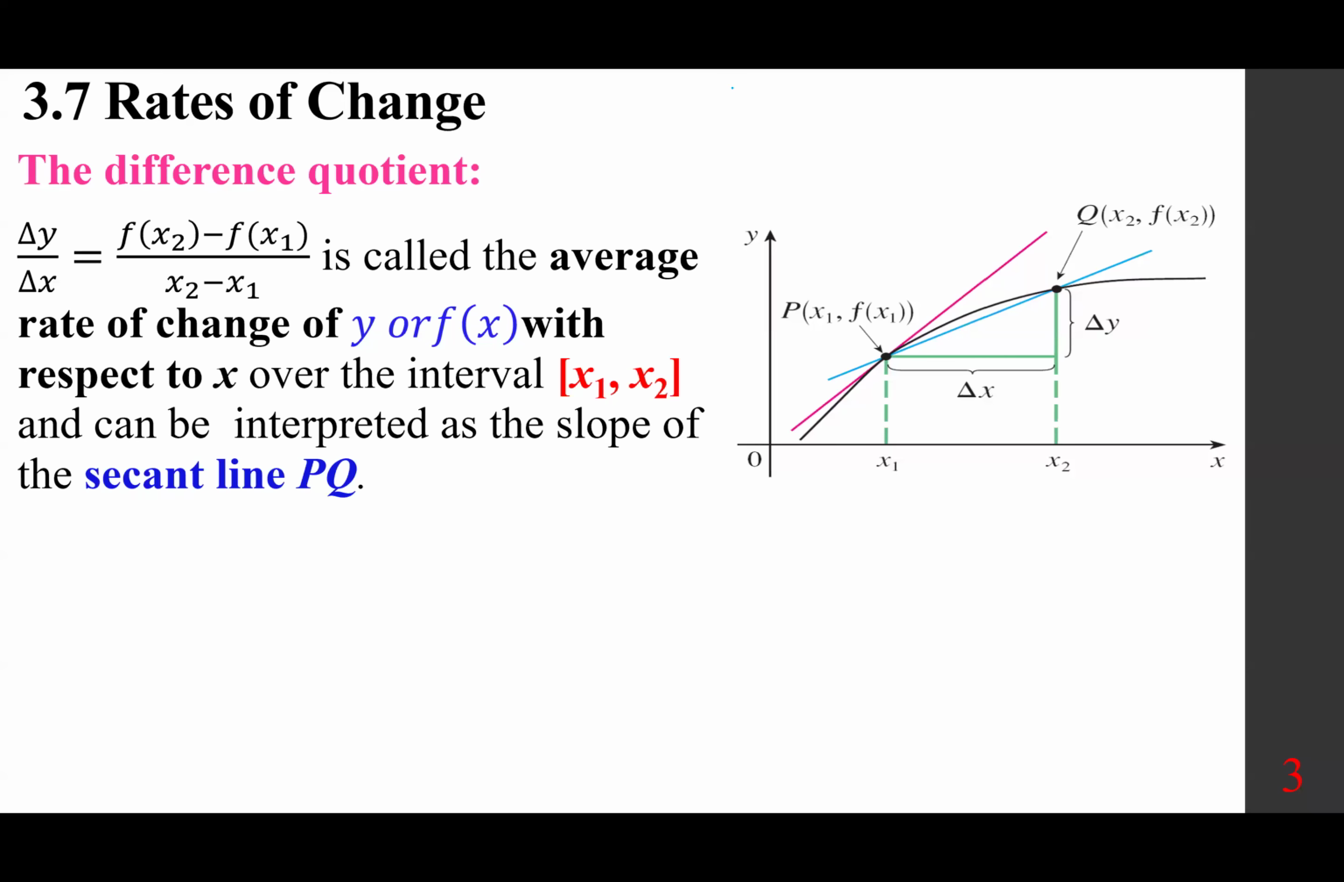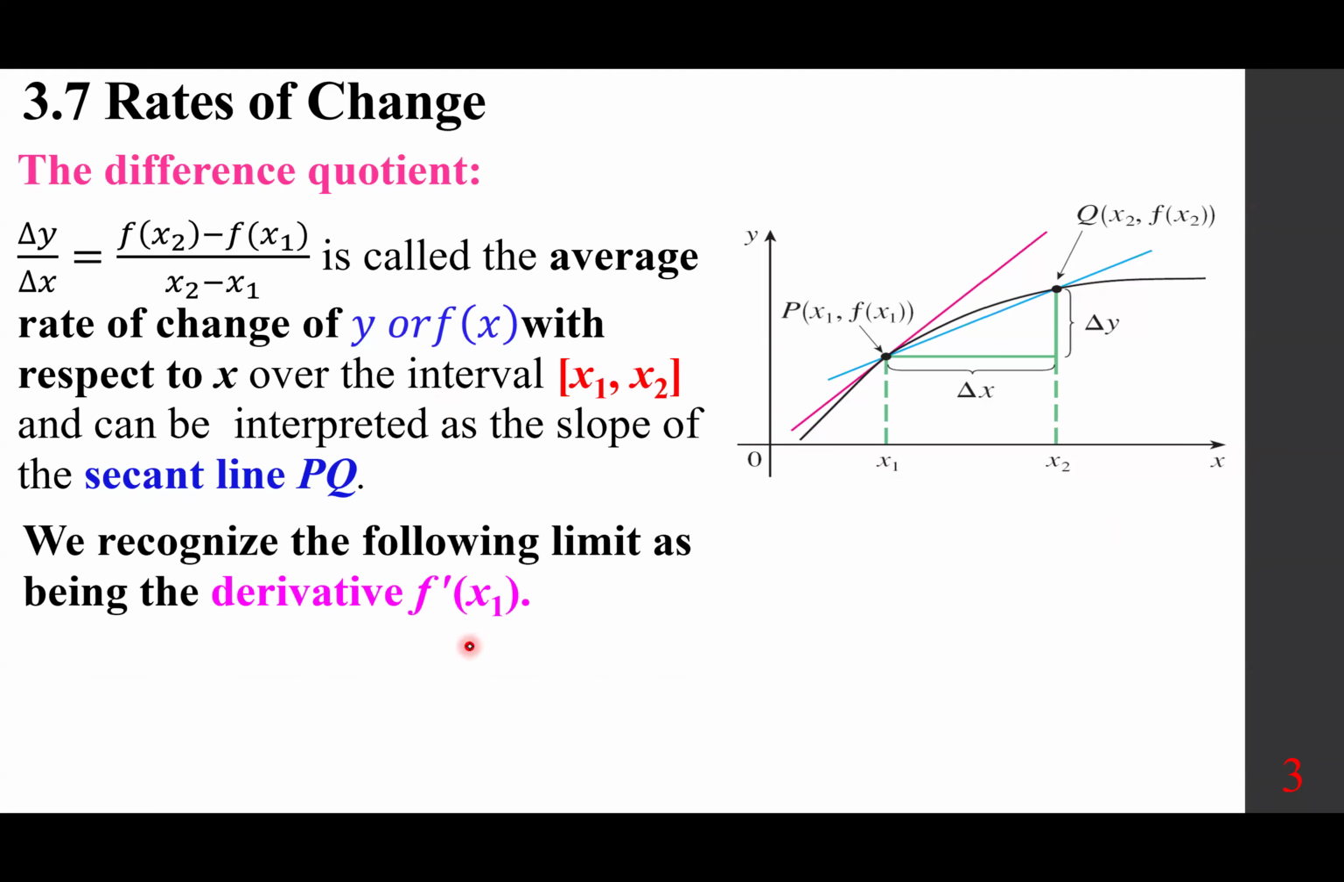And now rates of change. It's exactly the same thing we've seen. Rise over run is known as the difference quotient. Delta y over delta x, or f of x2 minus f of x1 over x2 minus x1. Delta x is the run, delta y is the rise. Now delta y, you can say f of x2 minus f of x1. It's called the average rate of change of y, or f of x, with respect to x over the interval of x1 to x2, and can be interpreted as the slope of the blue line, which is known as the secant line.